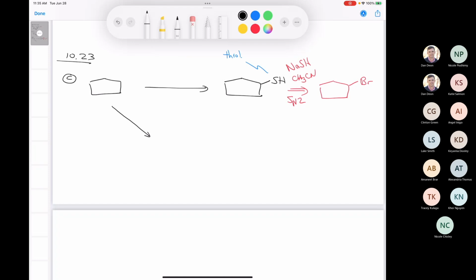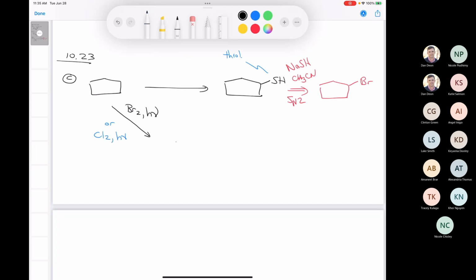We know that chlorination is an option sometimes. Perfect. I saw somebody just put the thumbs up. Absolutely. You could use chlorination here. So you could use bromine and light, but since this is completely symmetrical, you could also use Cl2 and light. Either one is going to work.